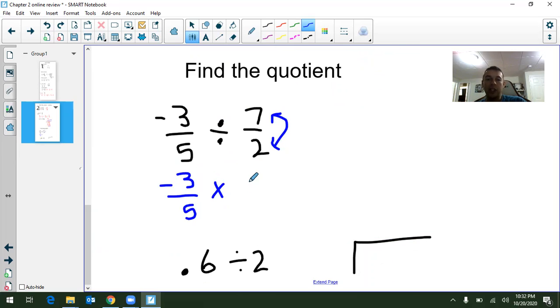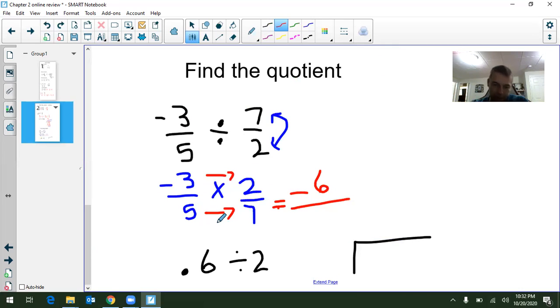So we are just going to swap places with these two, or the reciprocal. And so this time the 2 will be on top, and then the 7. And since we're multiplying now we can just go straight across like before and multiply. So we have -3 times 2 is -6 over 5 times 7, which is 35.